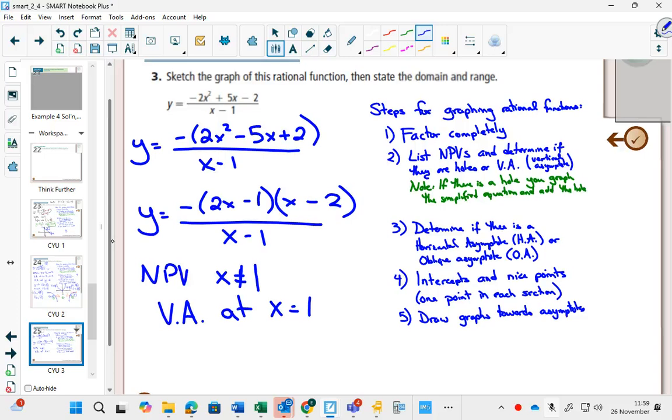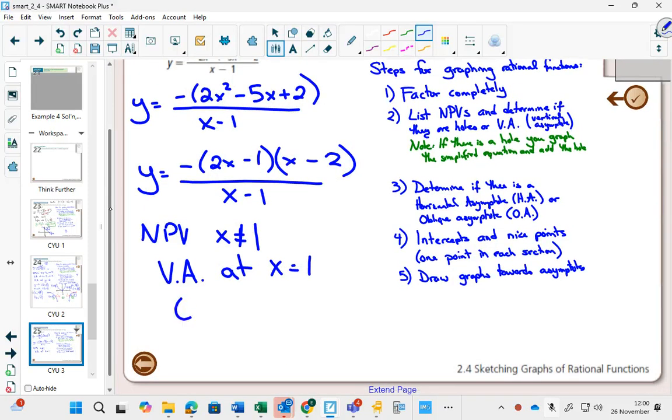Degree is bigger on the top. Is this a horizontal asymptote or an oblique asymptote? This is group 1. This is our oblique asymptote.